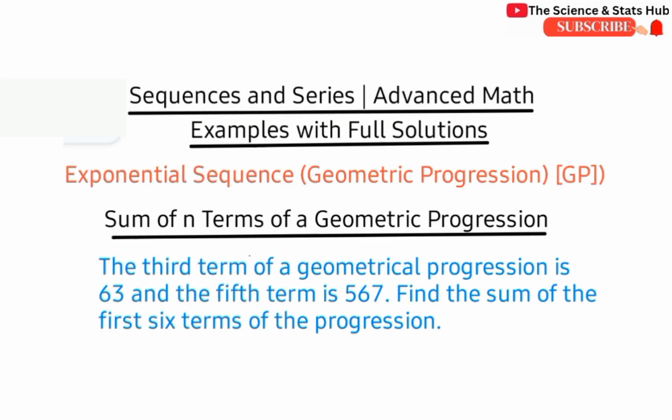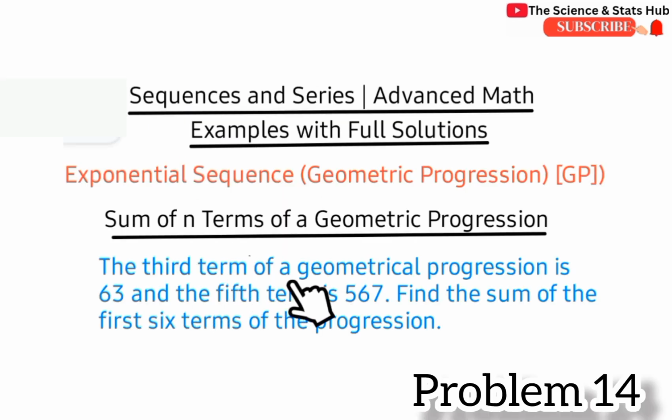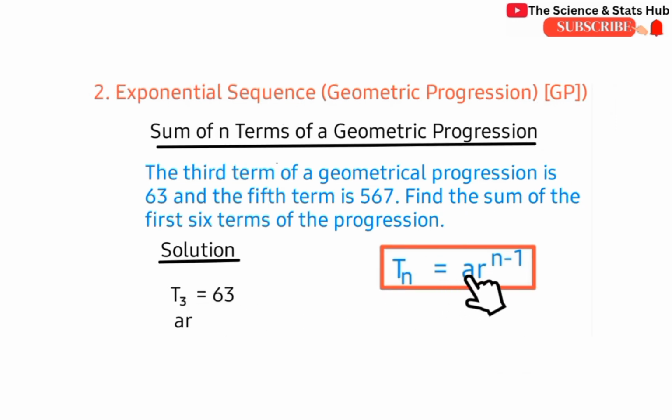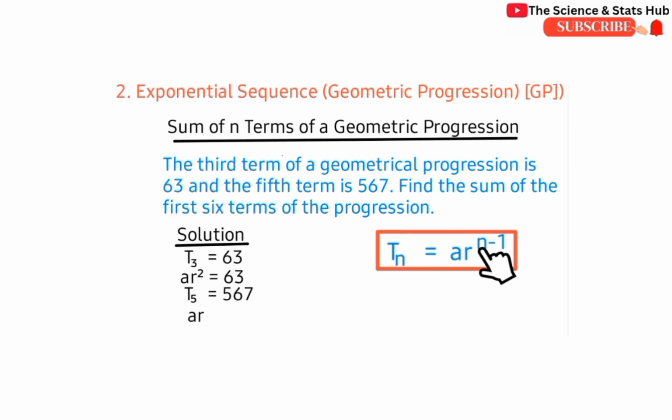Now, let's look at this challenge. The third term of a geometric progression is 63. Applying the usual formula for finding the nth term of a geometric progression, T3 will be A R raised to power n, 3, then minus 1, 3 minus 1 equals 63. And the fifth term is 567. Then applying the usual formula, the fifth term will be A R raised to power n, 5 minus 1, 5 minus 1 equals 567.